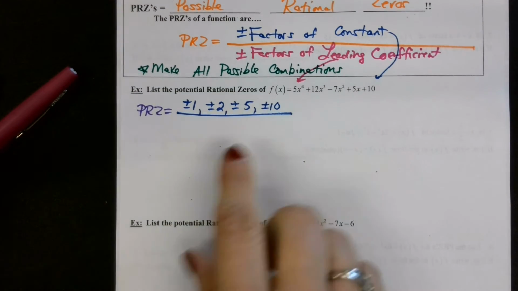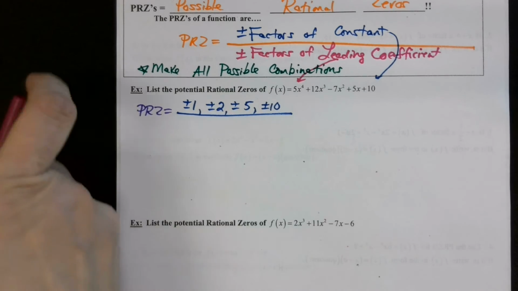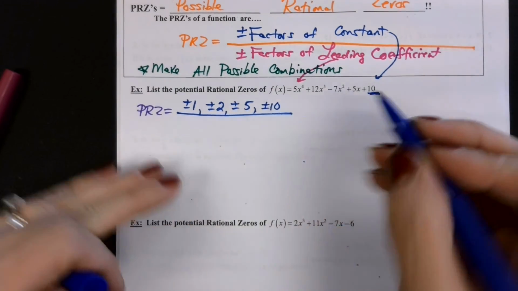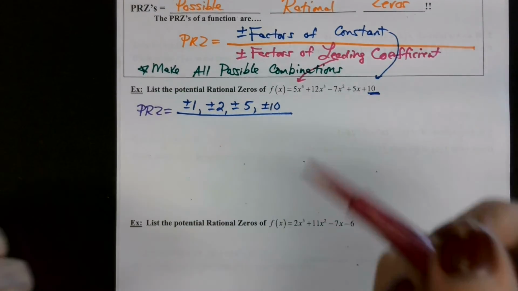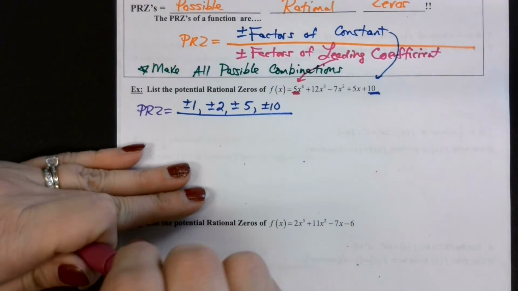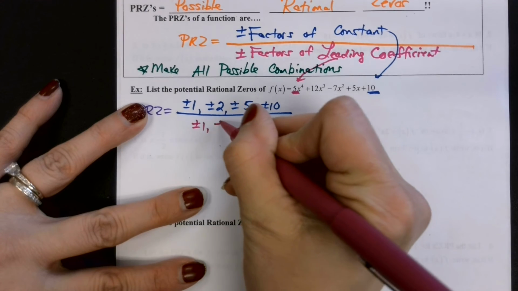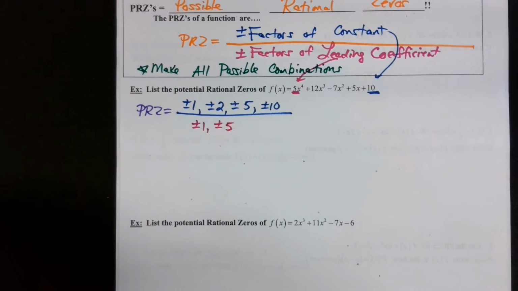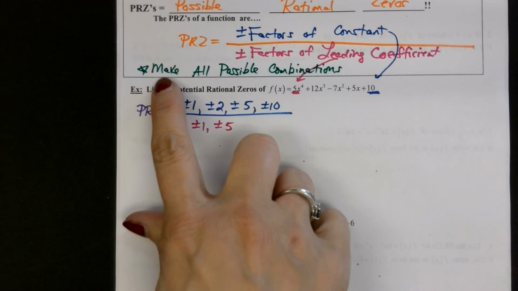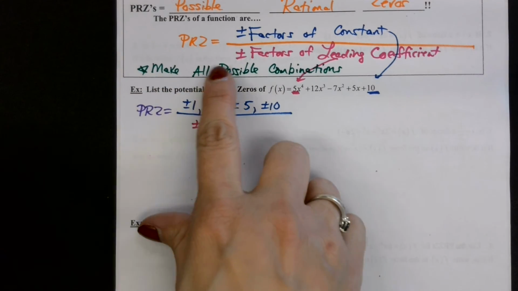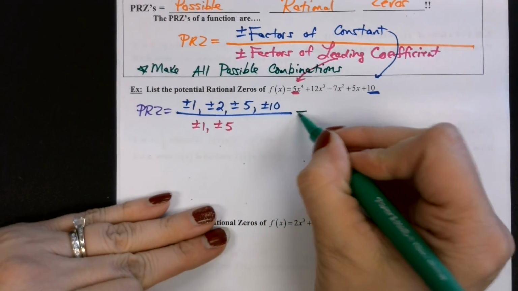All right, now in the denominator, this is the numerator, we have to look at the factors of the leading coefficient. So what number can go into a 5? Well, plus and minus 1 and plus and minus 5. But now comes the fun part. You have to make all possible combinations.